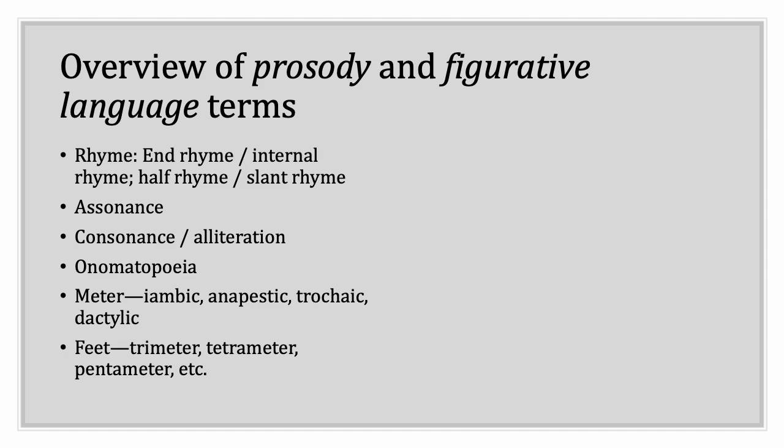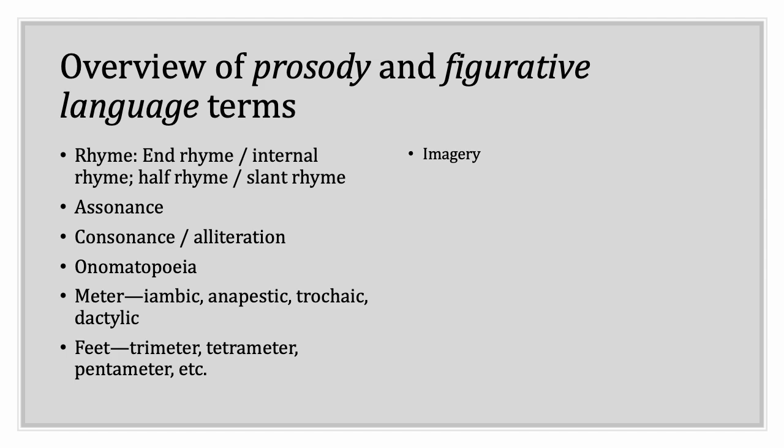The most common meter in English language poetry, and the vast majority of what was written by William Shakespeare, John Milton, John Donne, is iambic pentameter. 5 iambs, 5 feet of soft, hard, soft, hard, soft, hard, soft, hard, stress on the syllables.